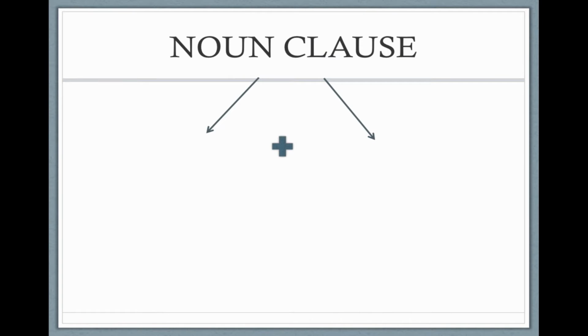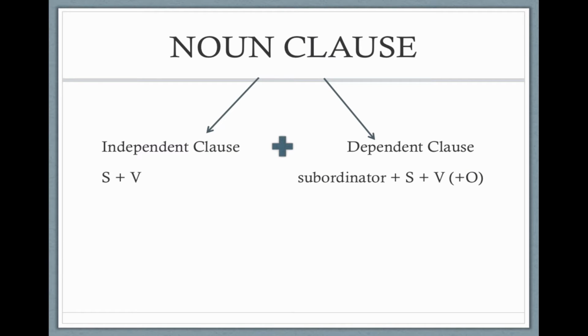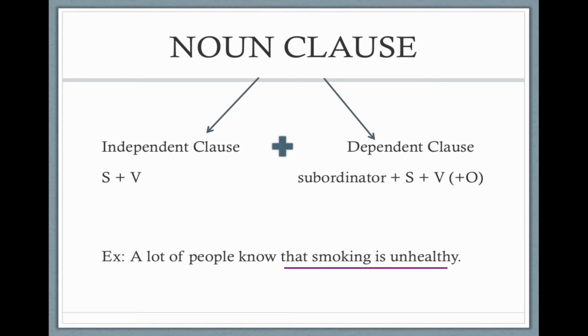So, just like an adverb clause, noun clauses require an independent clause plus a dependent clause. And in that dependent clause, we have a subordinator, a subject, and a verb. For example, a lot of people know that smoking is unhealthy. Here's my noun clause, that smoking is unhealthy. And in my independent clause, here's my subject and my verb.